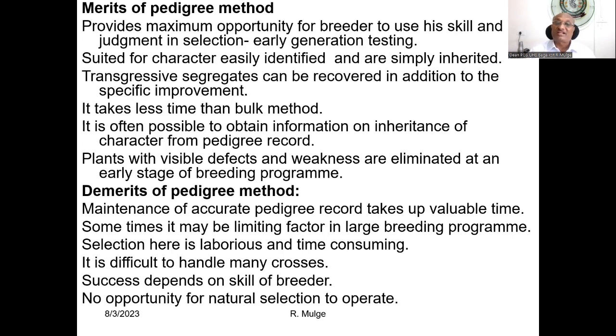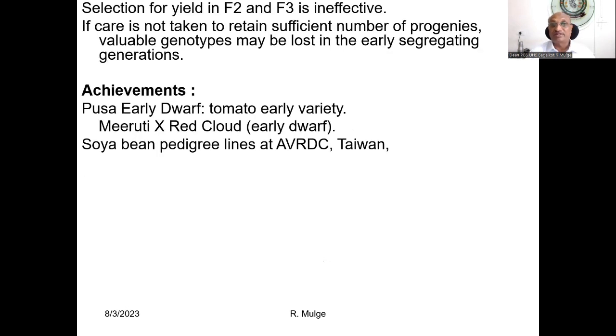There is no opportunity for natural selection. Whatever you do is what is going to be retained or selected. Selection for yield in F2, that is the early generation: if care is not taken to retain a sufficient number of progenies, valuable genotypes may be lost in the early segregating generation itself. That's why you are advised to go to the 4th, 5th, 6th generation, and then only go for selection for yield.